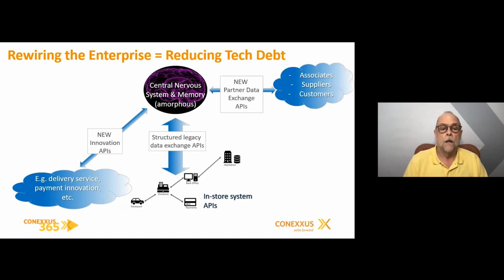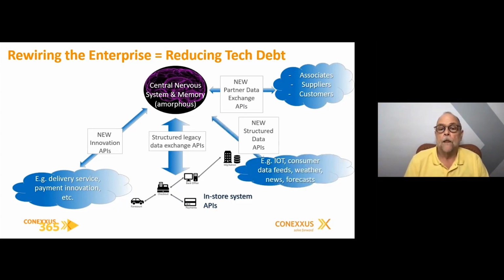Next. So in addition to new innovation APIs, we have new partners that we could bring into our ecosystem. So there are associates where we could trade data with our competitors. It's possible. People do this sort of thing. Our suppliers, some of those might be software suppliers, but they could also be other kinds of suppliers. And customers, our consumers, they're maybe the most important target group for these data exchanges.